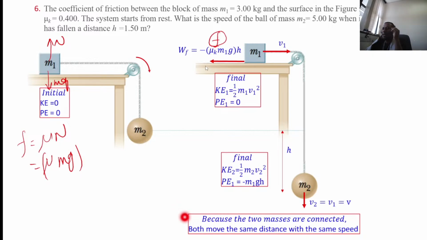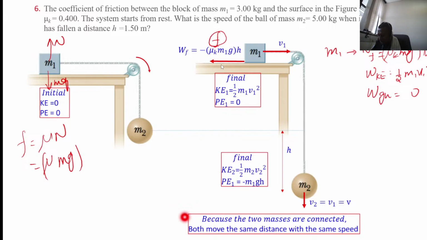Its height is not changing. You must be careful here. Okay, let's go. How about M1? It has work done due to friction, which equals mu k m g times displacement h. It has work done due to kinetic energy, which equals half m1 v1 squared. Work done due to gravity, m g h, is 0 because this thing is sliding horizontally from this point to that point.